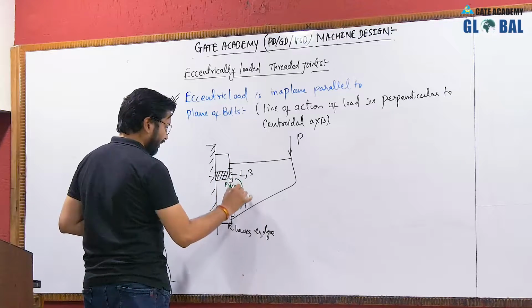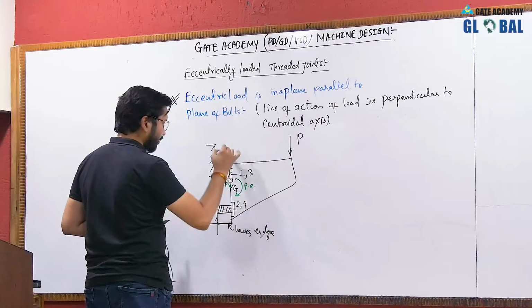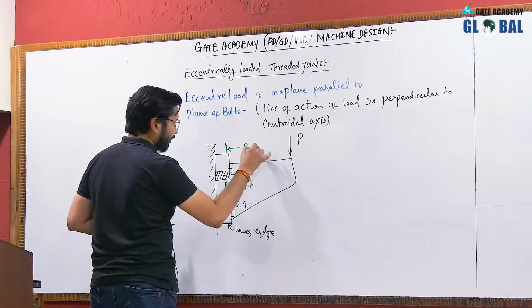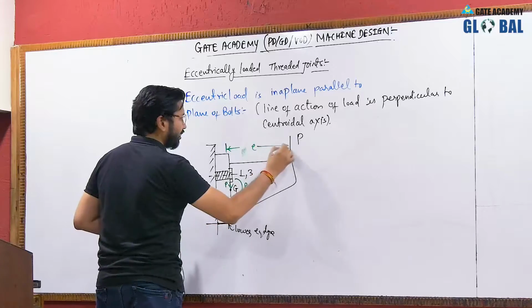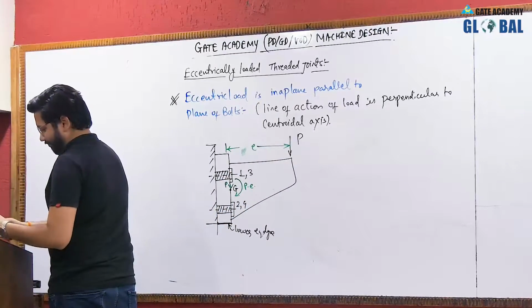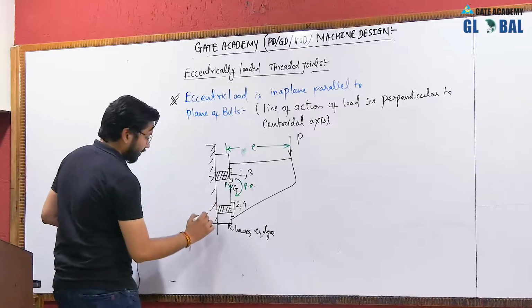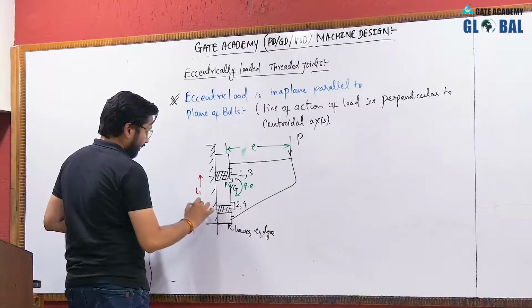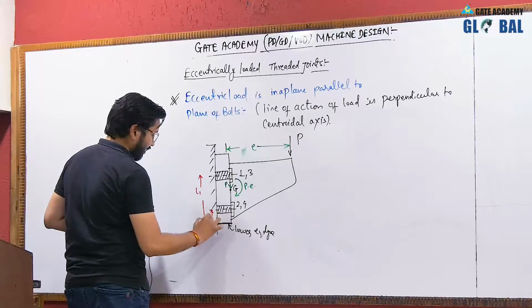Okay, and it will be creating a moment of P into E. Okay, and E is the eccentricity of the load. Now here the distance of the first load is L1, and this is L2.